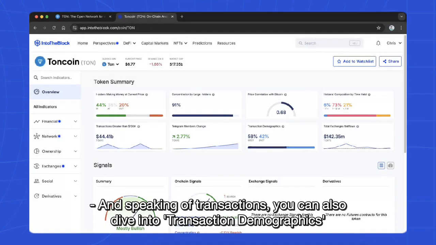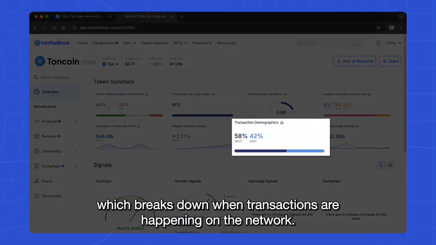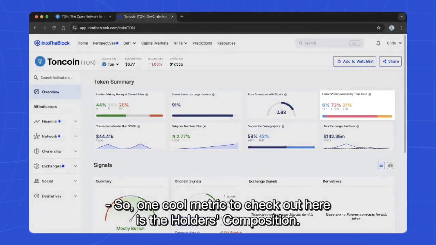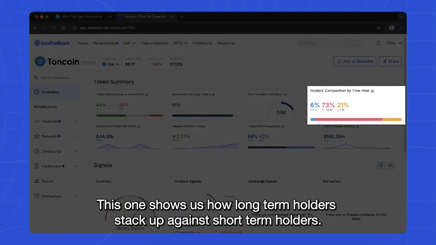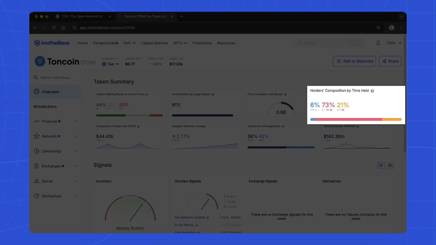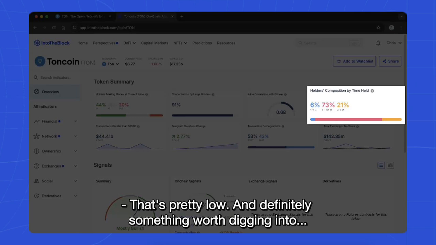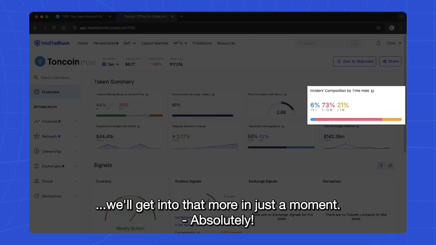And speaking of transactions, you can also dive into transaction demographics, which breaks down when transactions are happening on the network. So, one cool metric to check out here is the holder composition. This one shows us how long-term holders stack up against short-term holders. For TON, only 6% of addresses have held TON for over a year. That's pretty low, and definitely something worth digging into. We'll get into that more in just a moment.